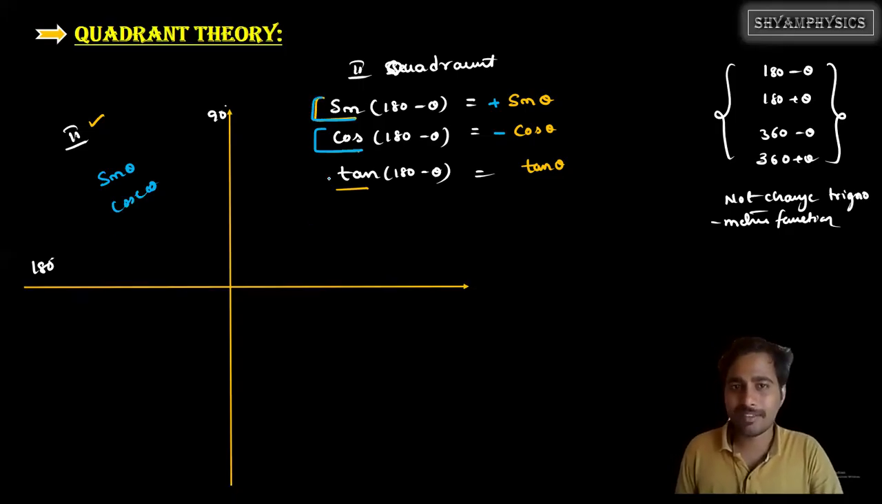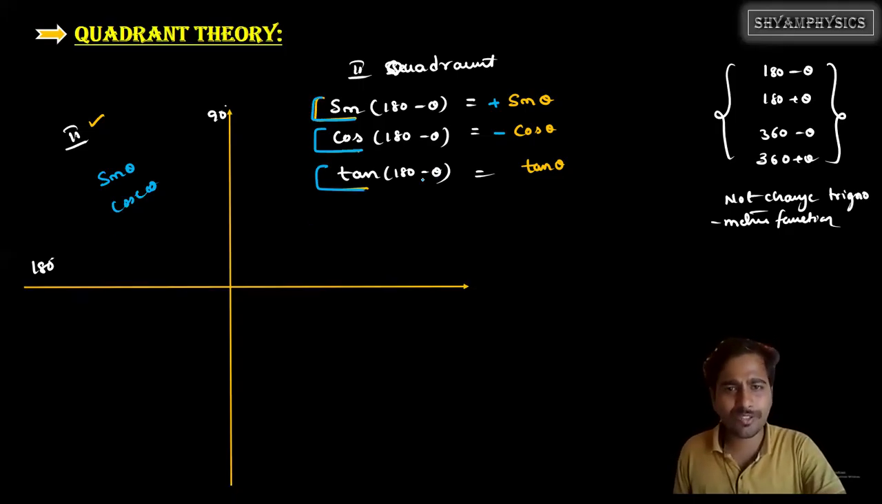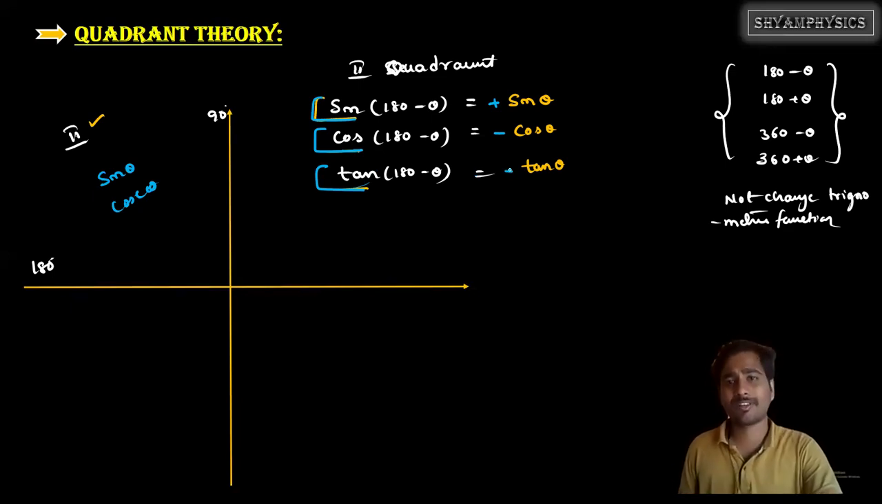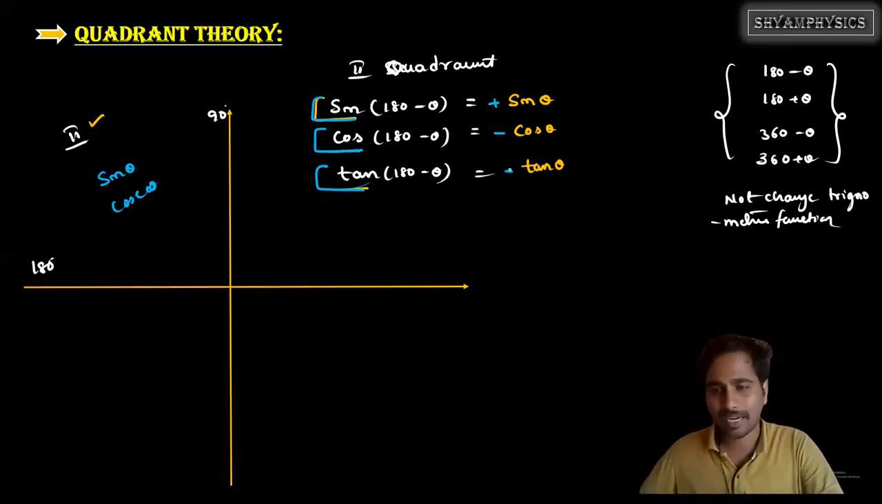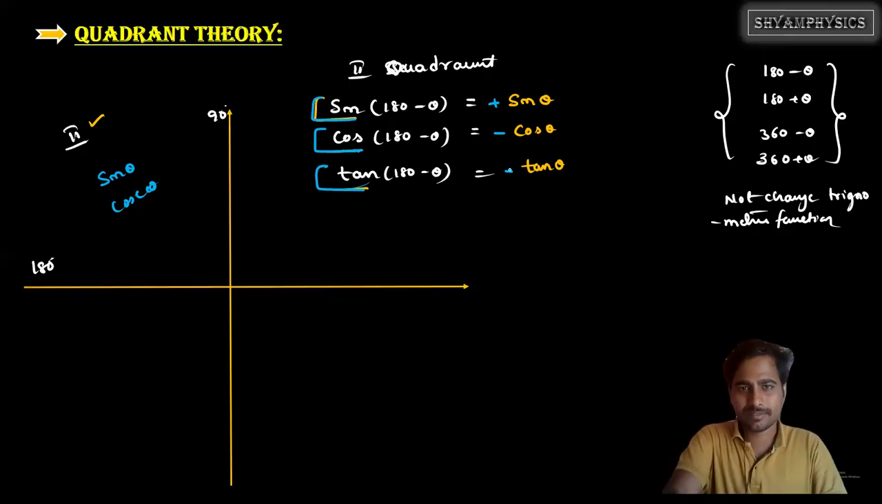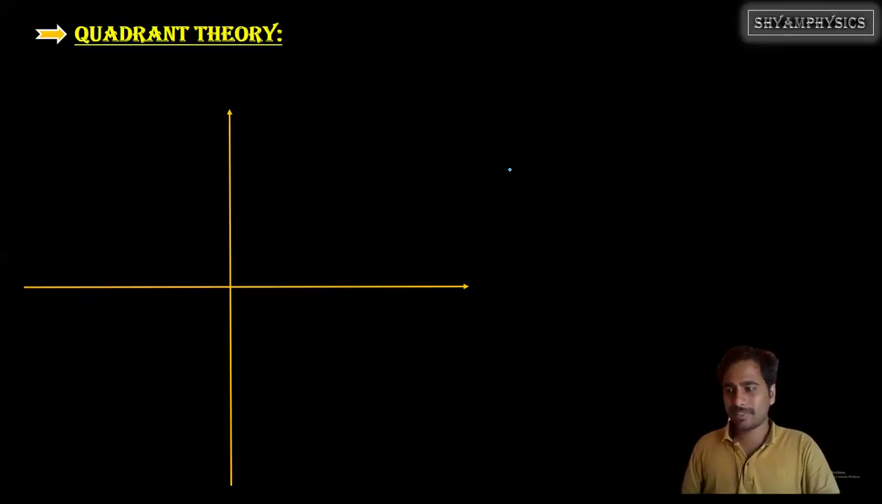And coming to the third one, tan 180 minus theta. This also belongs to the second quadrant, but tan theta is negative in the second quadrant. This is how we need to write the answer. Clear? Hope it is understood by everyone. We'll solve one problem, then you'll understand properly.